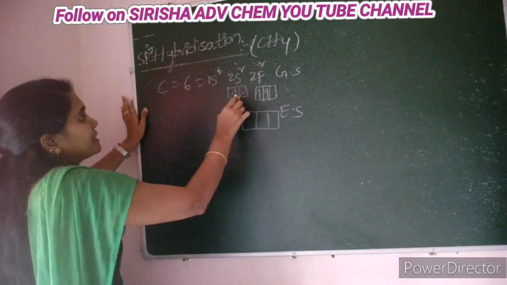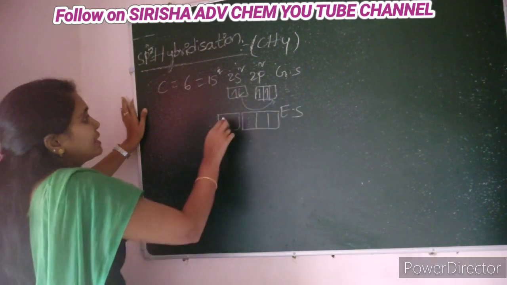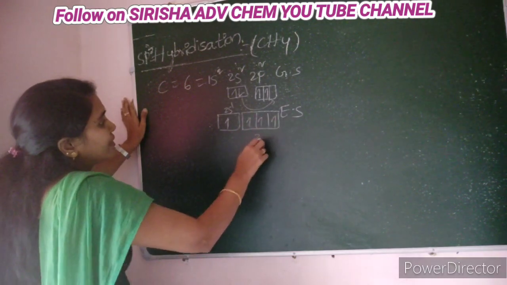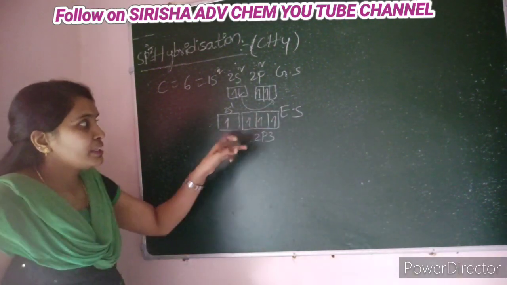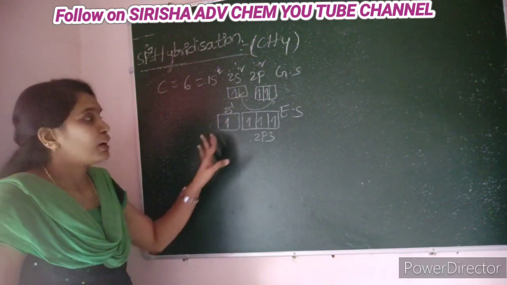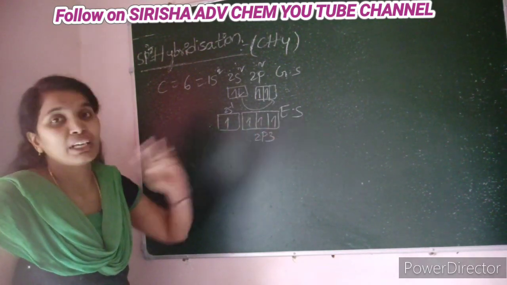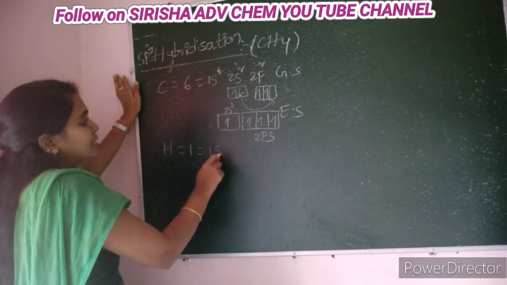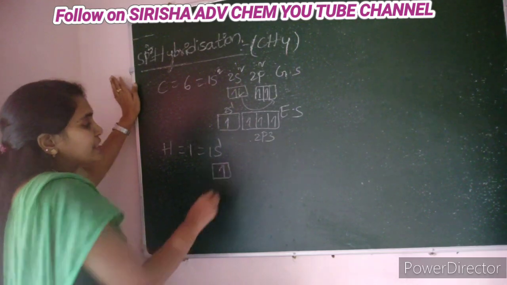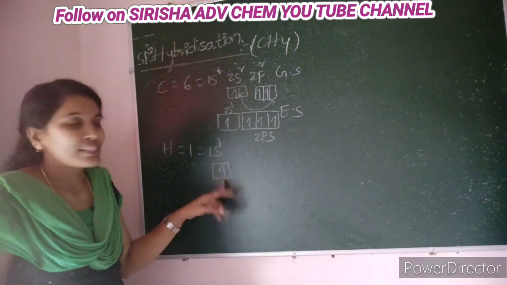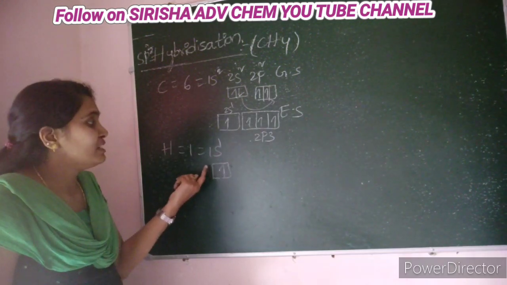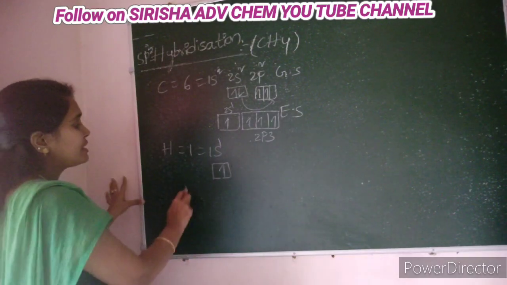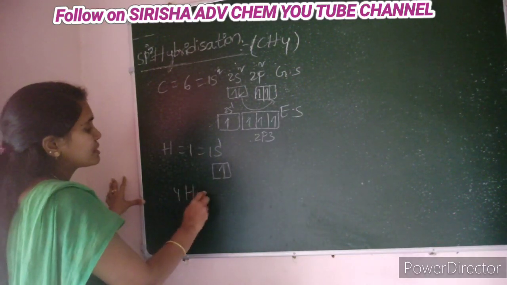If you take from here to here, 1 electron will jump. Then the s orbital has 1 electron. In the p orbitals we have 3 electrons. Totally 4 unpaired electrons are there. Then hydrogen's atomic number is how much? 1. So in the ground state there is no excited state because there is only one electron. But in total how many hydrogens do we have? 4 hydrogens.